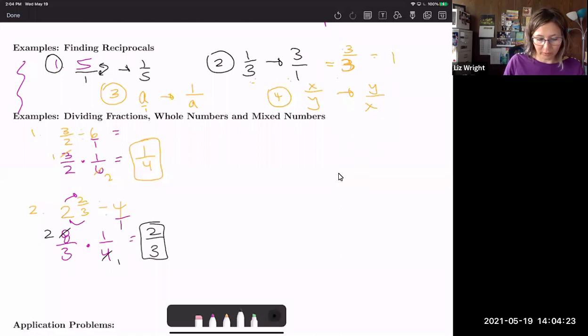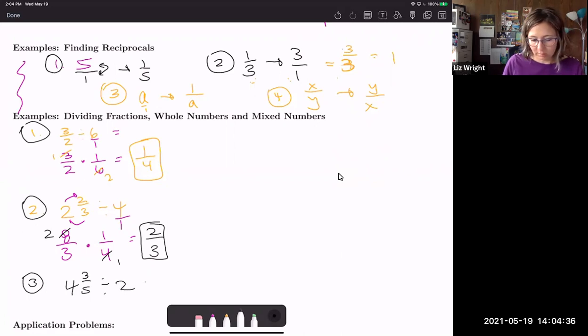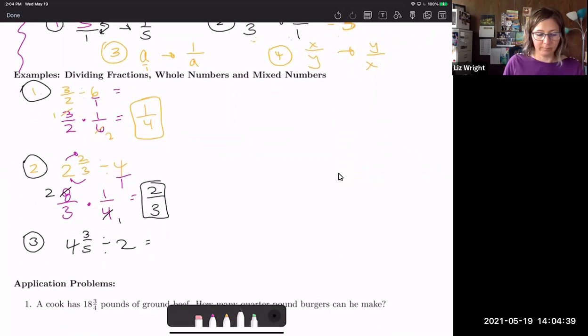Let's try, I'm actually going to have you guys try this one. So maybe you guys do number 3. So we've got 4 3/5, and you're dividing it by 2. Ready, set, go. Try that one out. The answer you should be getting when you're done should be 23/10 or 2 3/10. But show your work. Write out all your steps here and show your work for that one. So pause the video. Pause.